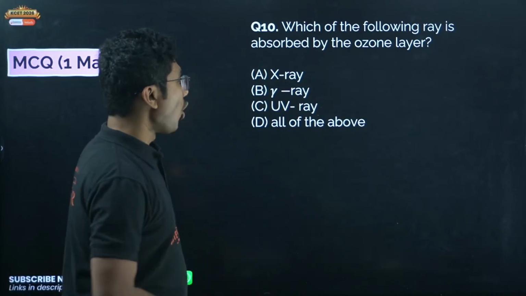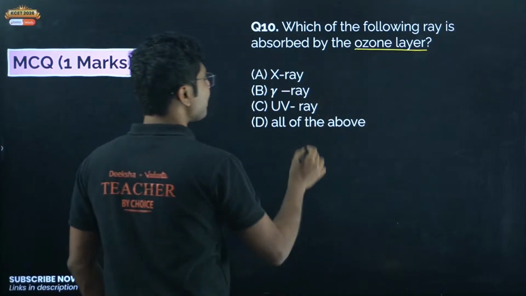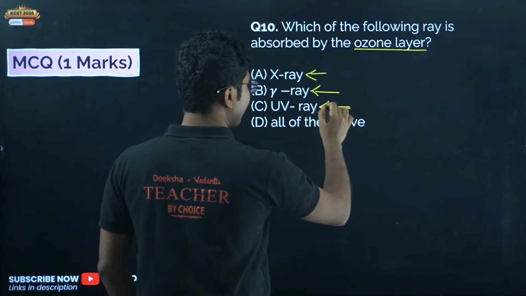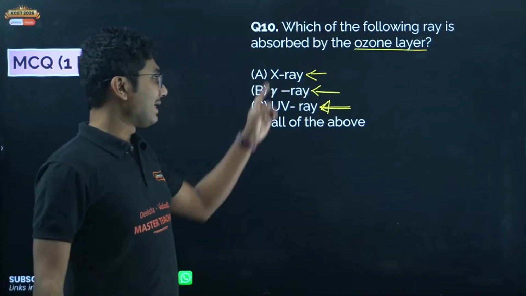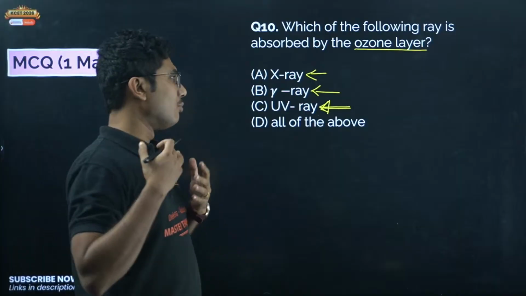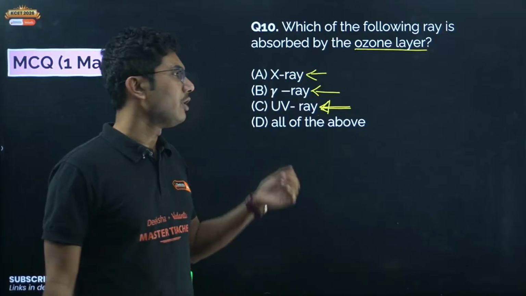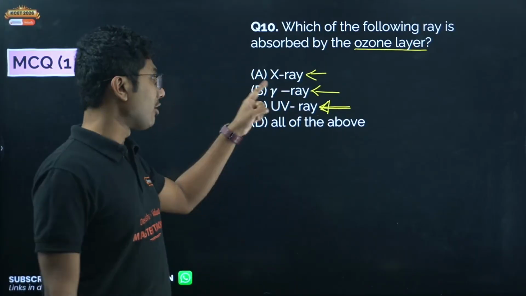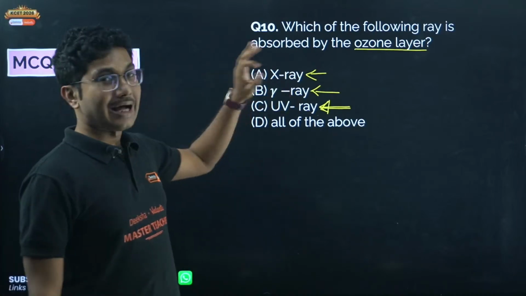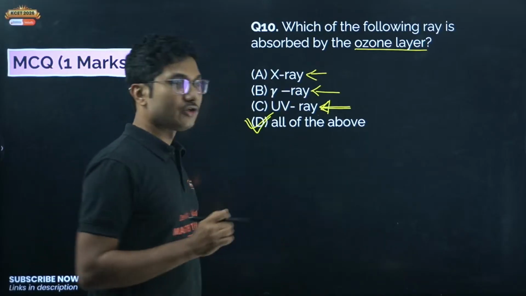Actually, no. All high energy radiation is absorbed by the ozone layer. Ozone layer absorbs X-ray, ozone layer absorbs gamma ray, ozone layer absorbs UV ray. Now, in sunlight, X-ray and gamma ray are present in less amount. UV ray is present in the most amount, and in terms of harmful rays, UV rays are the most harmful. So UV rays are also getting absorbed along with gamma ray and X-ray. Any high energy rays are basically absorbed in the ozone layer. So all of the above is the answer, not UV ray only.